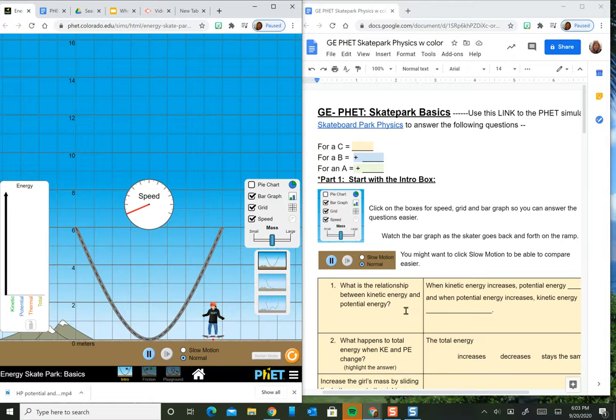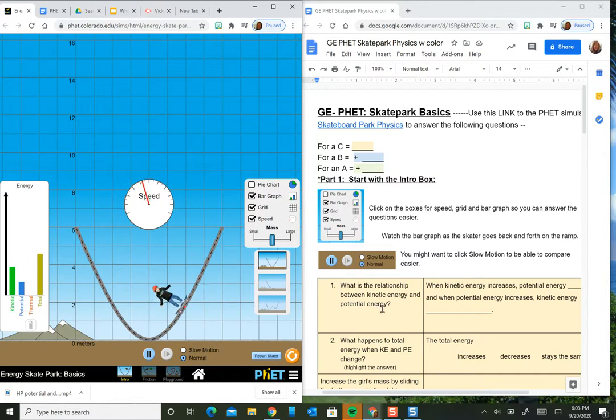So the first thing it says is watch the bar graph as the skater goes back and forth on the ramp. And you might want to click slow motion to be able to compare easier. So slow motion is down here. Well, let's see what happens first. So I'm going to take the skater and put her on the top of the ramp and see what happens. And notice how my bar graph, kinetic and potential energy move. The speed's moving.